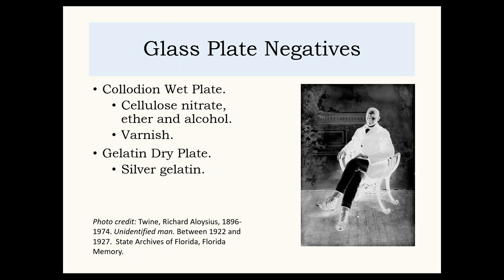And the way that they were made, and you can see this sometimes if you're looking at a glass plate negative, is the photographer would paint the wet collodion, which is a cellulose nitrate sort of emulsion with ether and alcohol, onto the glass plate, and then they would put it into the camera and expose it to light. Sometimes you'll see the thumbprint on the side where they grabbed it and put it in there. And that tells you that it was a wet plate.